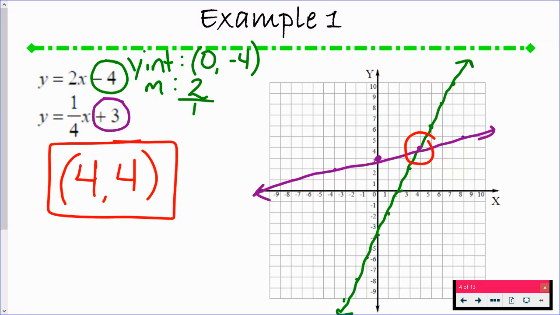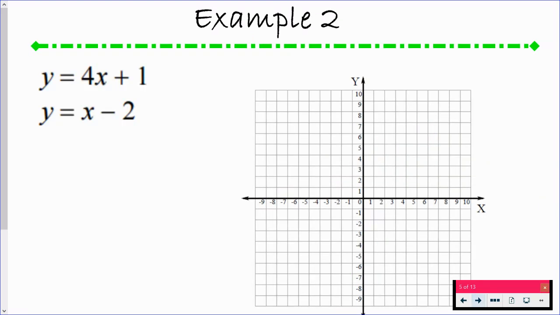Okay? Now let's look at the next example. Okay, we have y equals 4x plus 1 and y equals x minus 2. So what I'm going to do, my first equation, I'm going to start with 1. When I'm at 1, now I'm going to go up 4. Remember your slope is 4 over 1. So 1, 2, 3, 4, right 1, up 4, right 1, up 4, right 1. If I'm going to reverse, I'm going to go down 4, left 1, down 4, left 1.